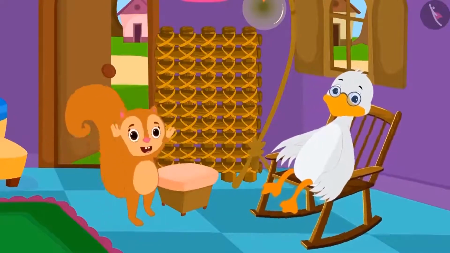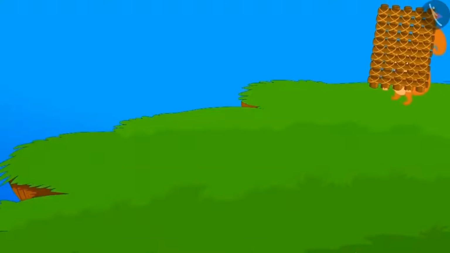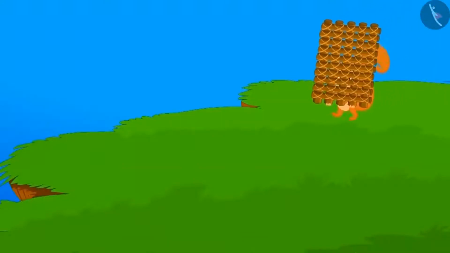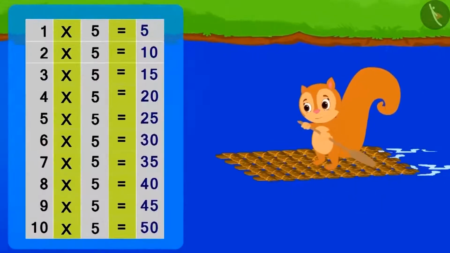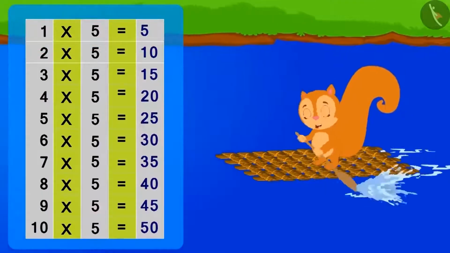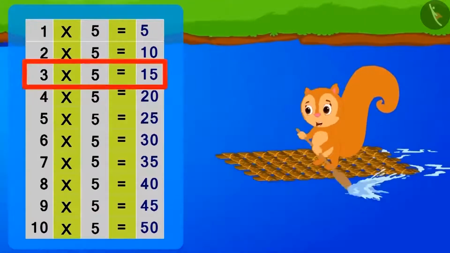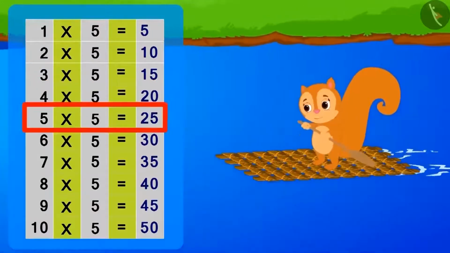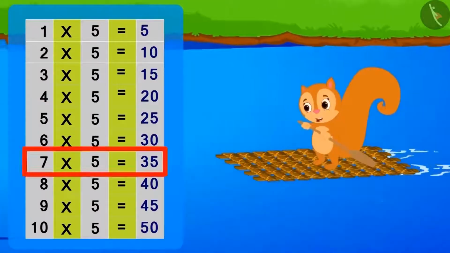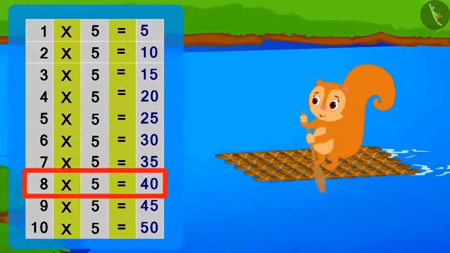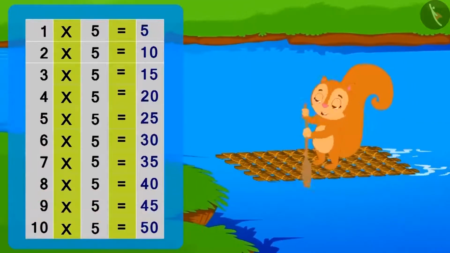Chanda started dancing happily. Chanda thanked Uncle and went with her unique boat to sail in the river. Chanda was humming the table of 5 while sailing in her boat. 5 ones are 5, 5 twos are 10, 5 threes are 15, 5 fours are 20, 5 fives are 25, 5 sixes are 30, 5 sevens are 35, 5 eights are 40, 5 nines are 45, 5 tens are 50.